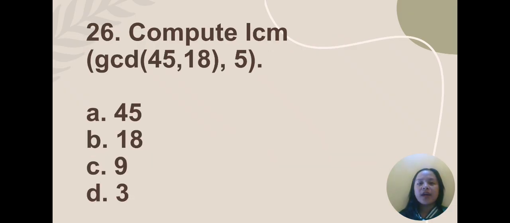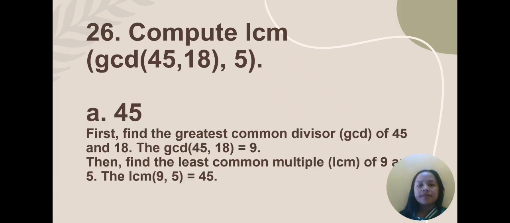For item number 26, compute the least common multiple of the greatest common divisor of 45 and 18, and 5. A. 45, B. 18, C. 9, D. 3. The answer is letter A, 45. How to get that answer? First, find the greatest common divisor of 45 and 18. So the greatest common divisor is 9. And then, find the least common multiple of 9 and 5. So the answer is 45.